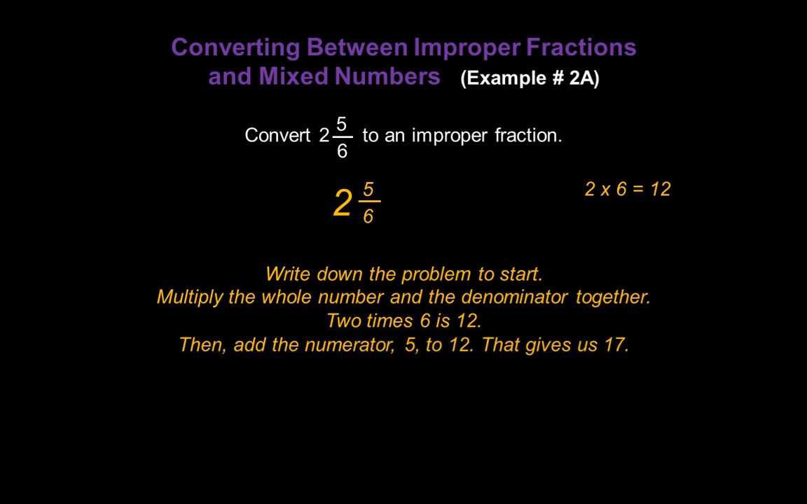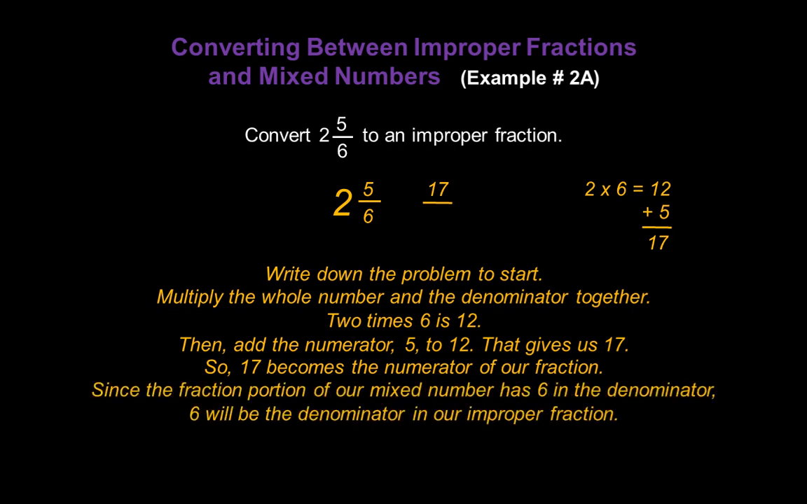Then add the numerator, 5, to the 12. That's going to give us a total of 17. So 17 becomes the numerator of our improper fraction. And since the fraction portion of our mixed number has 6 in the denominator, 6 will be the denominator in our improper fraction as well. So 2 5/6 is 17 over 6 as an improper fraction.